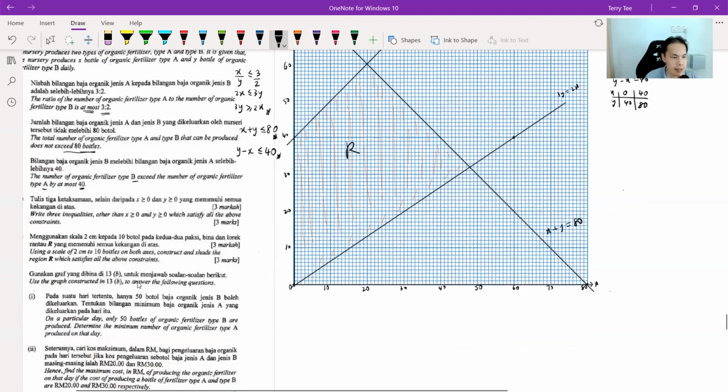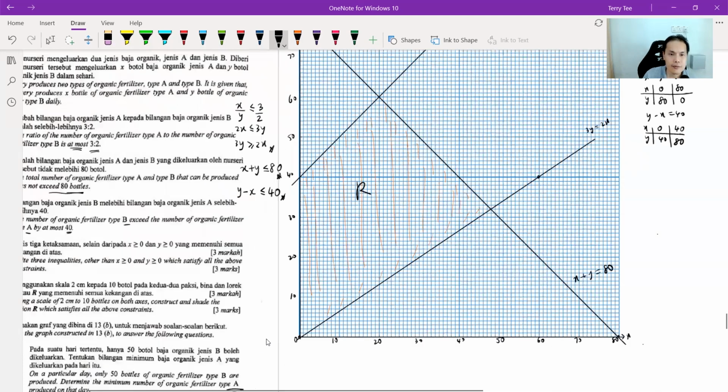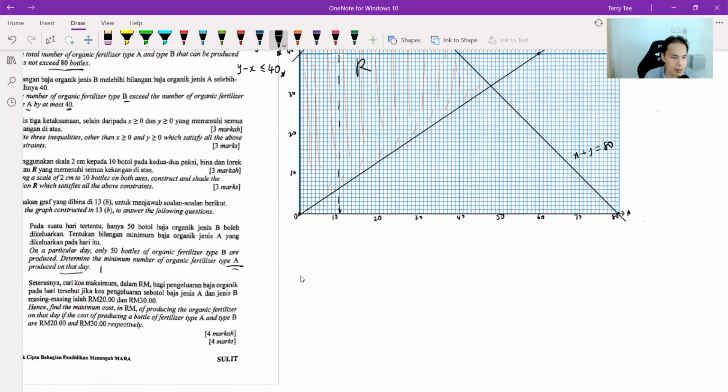Now next they say, construct a region. On a particular day, there are only 50 bottles of organic fertilizer B produced. B is y, 50 bottles of B. You're finding the minimum of A produced on that day. So we start off with 50 over here. Zoom in a bit. This is 50 here. Let's move it across and move it down and find out how many bottles of A you have. It's quite easy to see, right? The answer is 10. So we say the number of bottles of A is 10.